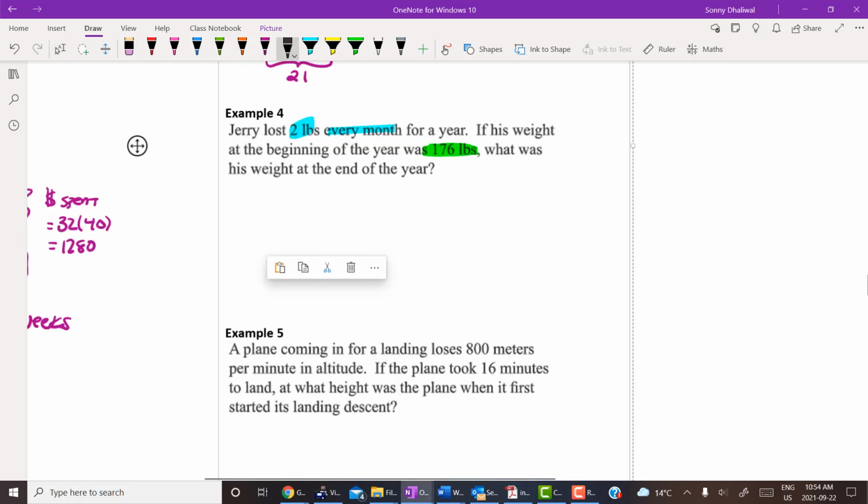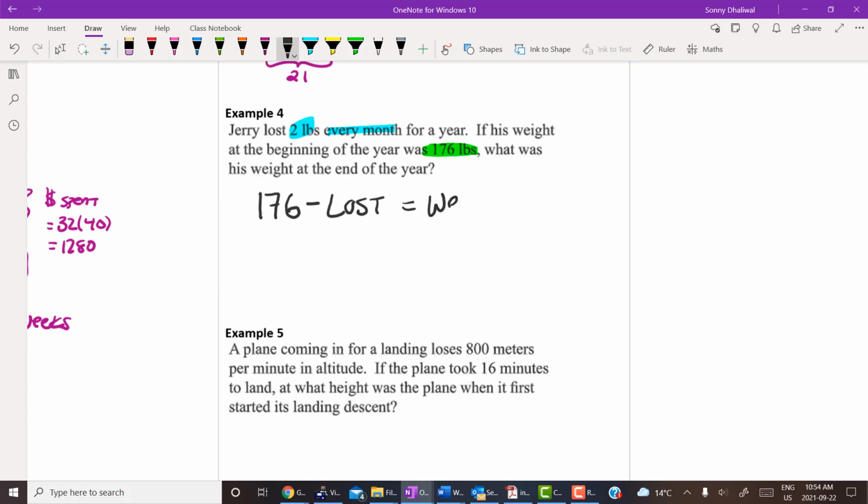Adam said the amount you started off with minus what he lost is going to equal how much he weighs. That's what he said, right? You start off at 176 pounds, subtract how much weight he lost, and that's how much he weighs, right? So it's important to be able to come up with the equation, right? It's part of telling the story, right?